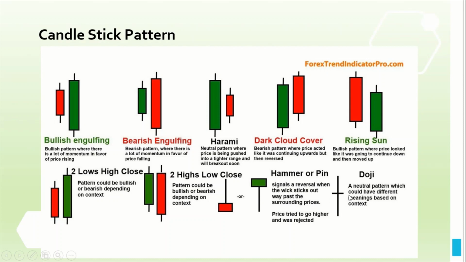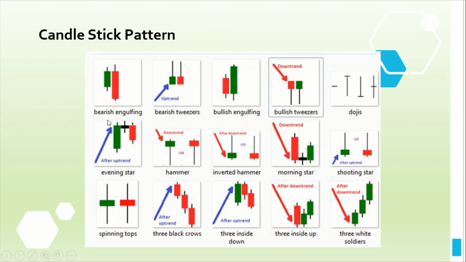Okay, and then we have what we call a doji. So this is a neutral pattern which could have different meanings based on context. I'm sure meron na kayong na-encounter na doji. Anong ibig sabihin nito? Wala siyang body. So same yung opening and closing price. Nagkaroon lang ng high of the day, low of the day, pero at the end of the trading game, walang nanalo sa kanila kasi same lang yung opening and closing price. Okay, so napakarami pa kung titingin kayo sa internet.